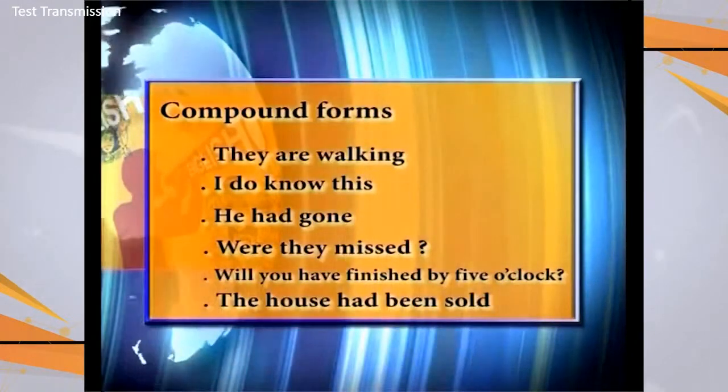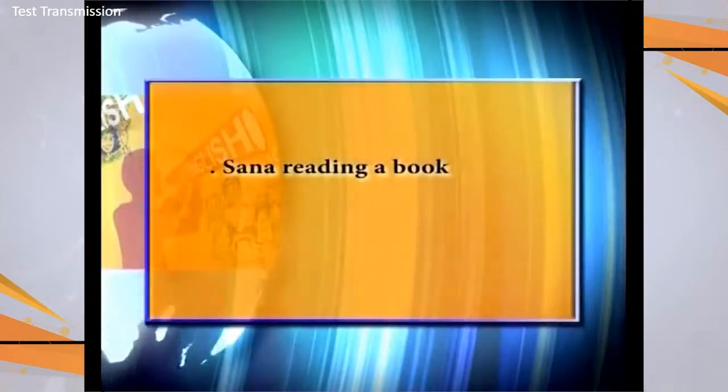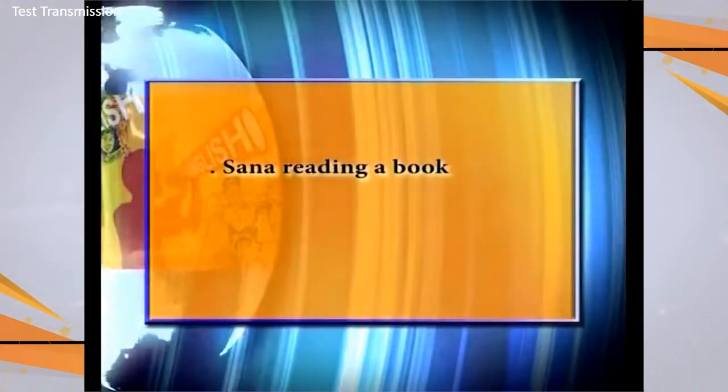The house had been sold. Again, had been, and sold or sell is the main verb here. In each sentence, these verbs make a group to convey the required message. It means if I drop any one of the verbs in a group, it will be considered a mistake.